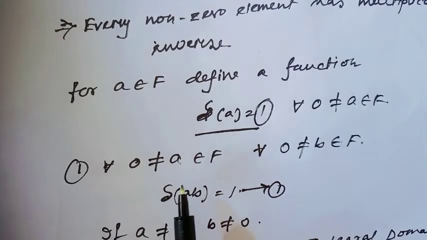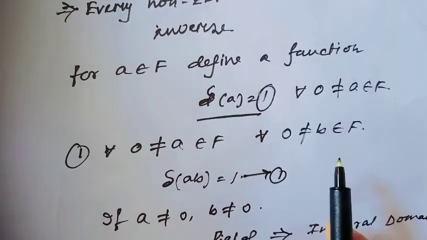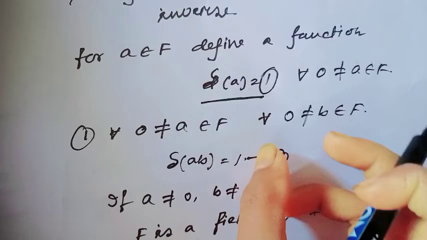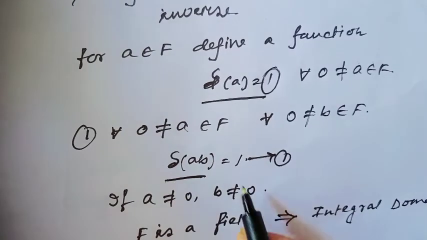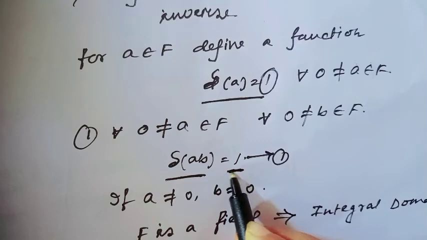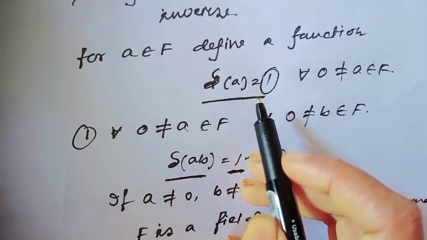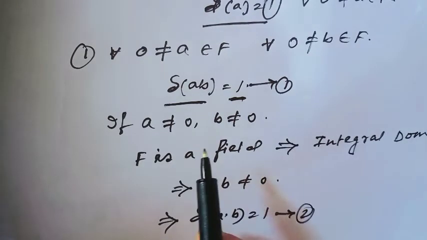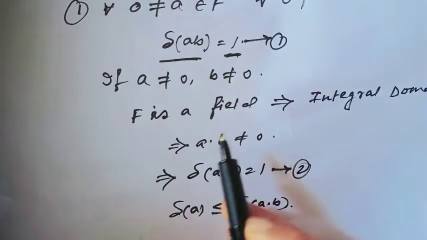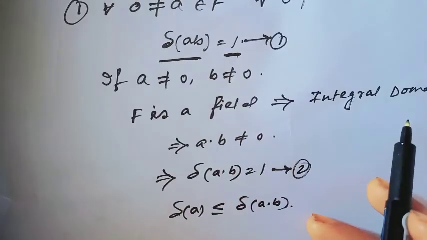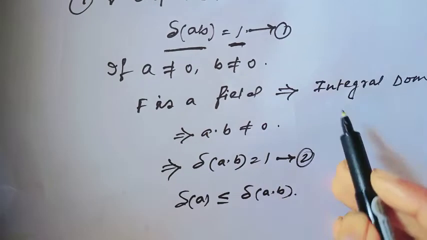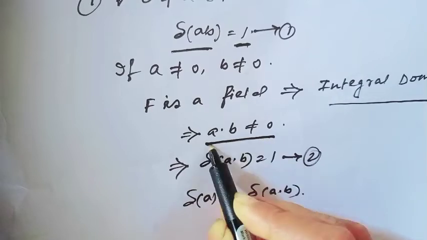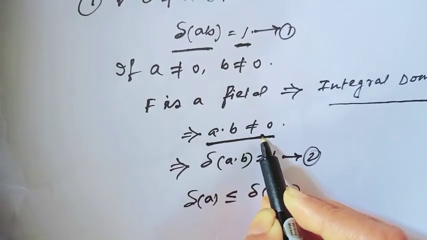For all non-zero elements a belonging to F, and for all non-zero elements b belonging to F, their product delta of ab maps to the element 1, because the function is defined so that all non-zero elements map to 1. Then if a is not equal to 0 and b is not equal to 0, since F is a field, it is obviously an integral domain. Therefore, since F is an integral domain, their product is not equal to 0, because an integral domain contains no divisors of 0.